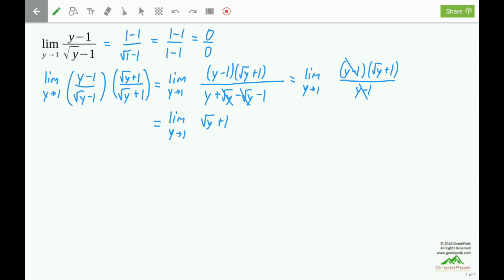At this point, we no longer have 0 over 0. We can plug the y in as a 1, and we have the square root of 1 plus 1, which is 1 plus 1, which comes out to a 2.